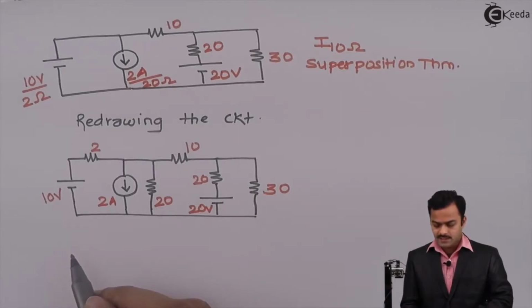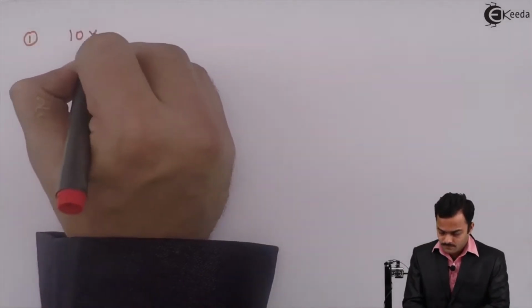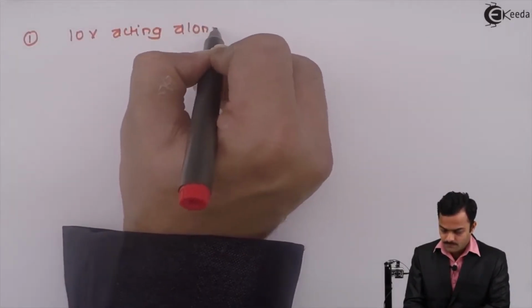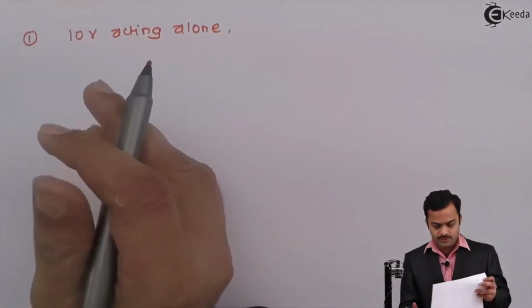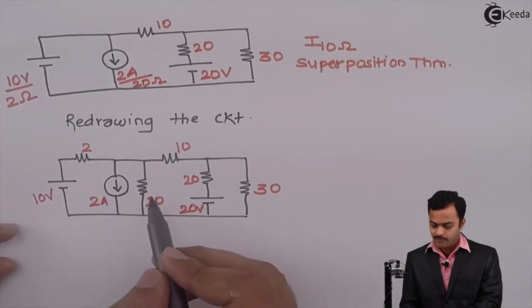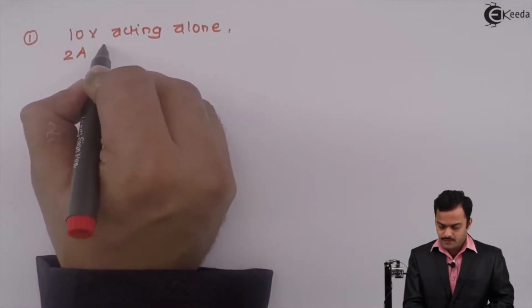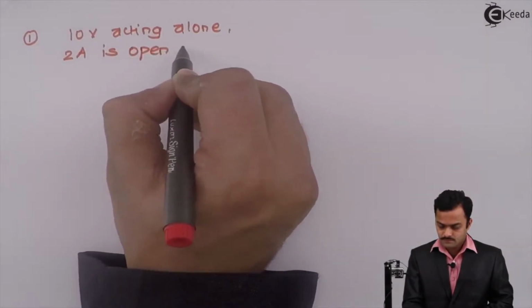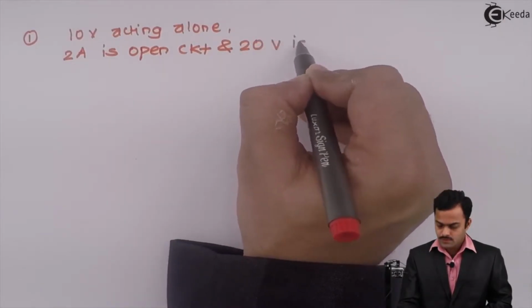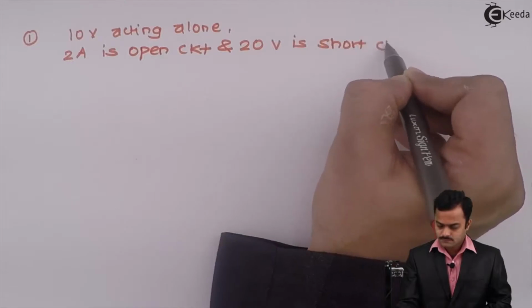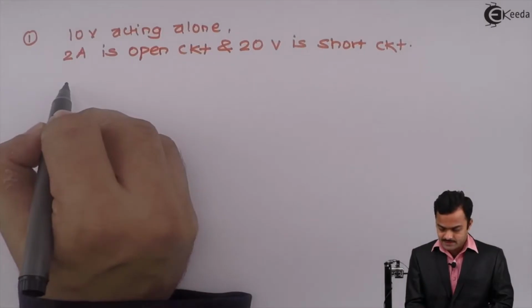So I will consider 10 volt acting alone. Remaining sources I need to replace with their internal resistances. So for this current source, which is 2 ampere, now it will become an ideal one. 2 ampere is open circuited and 20 volt is short circuited. So considering these modifications, I will get a circuit like this.